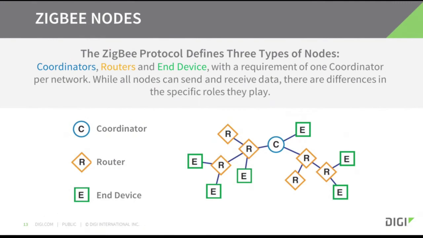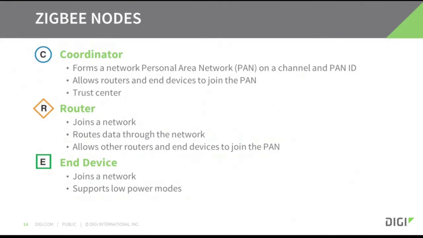Let's talk a little more in detail about each type of node and what they do. The coordinator, of which there is exactly one in a ZIGBEE network, is responsible for forming the PAN, or personal area network. It will select the channel to operate on, and it will also select an operating 16-bit PAN ID randomly. You can also set a 64-bit PAN ID. This can be randomly set, or you can have an administrator set it on your network. But the 16-bit operating PAN ID is always randomly set by the coordinator during startup. Once the network is formed, it allows routers and end devices to join, and it can also act as a trust center when encryption is involved.